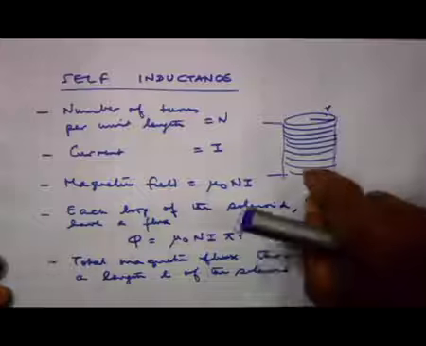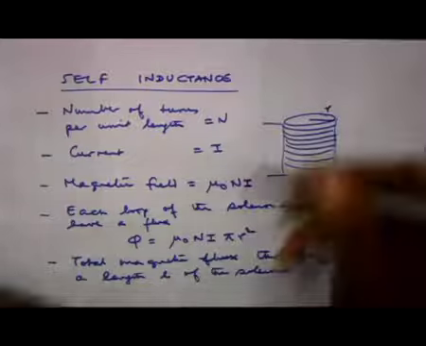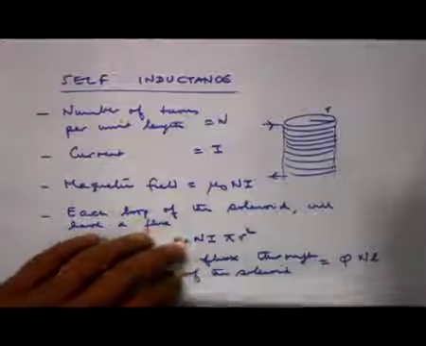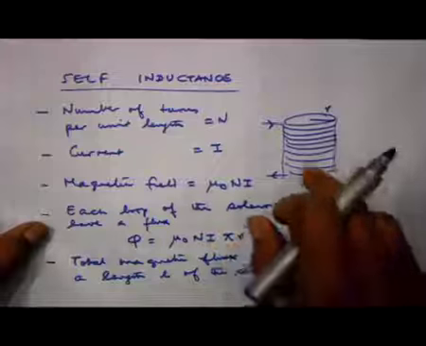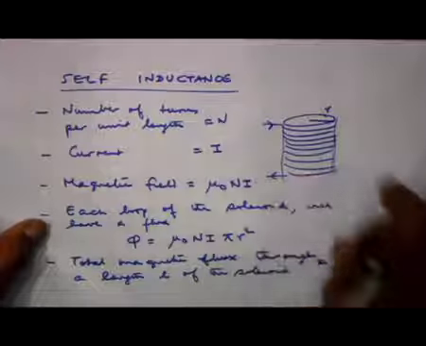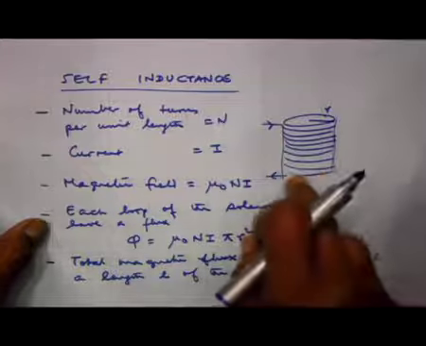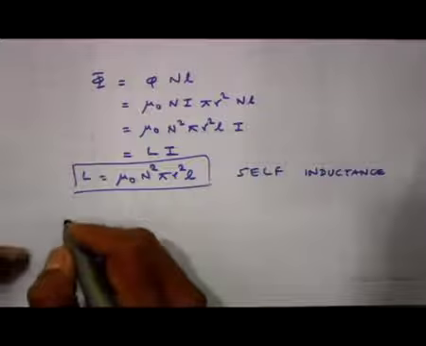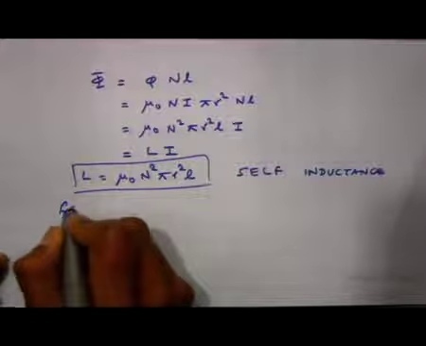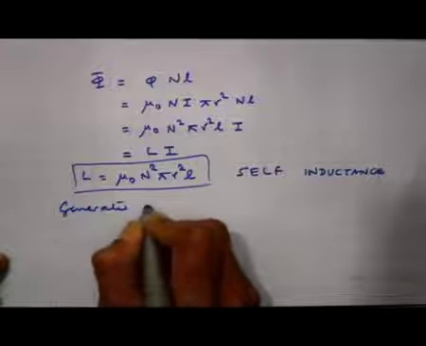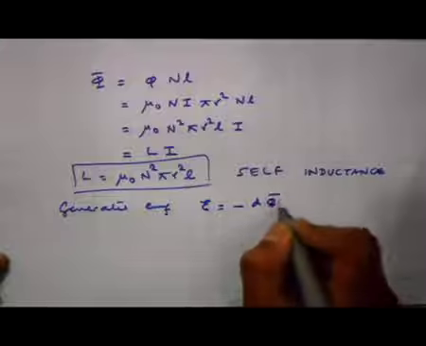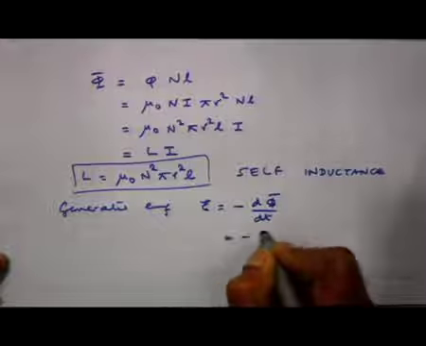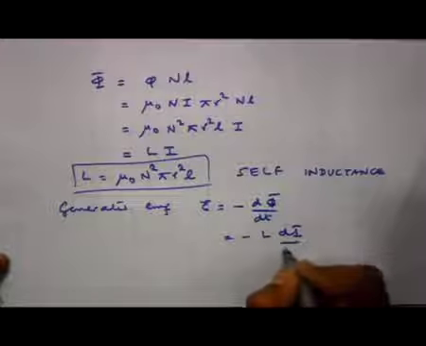Now if I change the current passing through the solenoid, if I change I with time, this will induce an EMF in the coil itself, because when I change the current through the solenoid, I will change the flux passing through the same solenoid, and that change of flux will lead to an EMF. The generated EMF is minus d phi by dt, which is equal to minus L dI by dt.